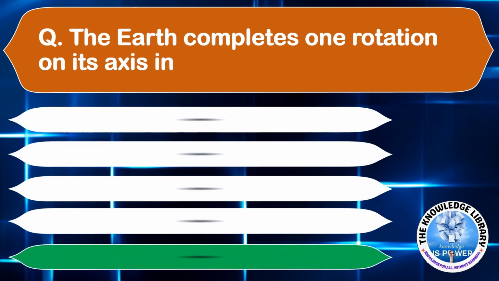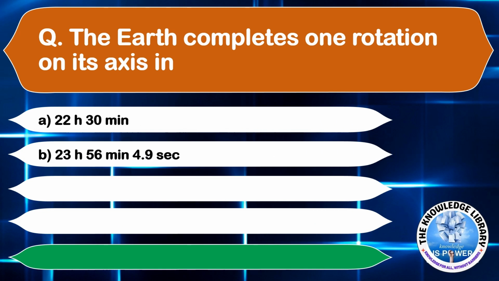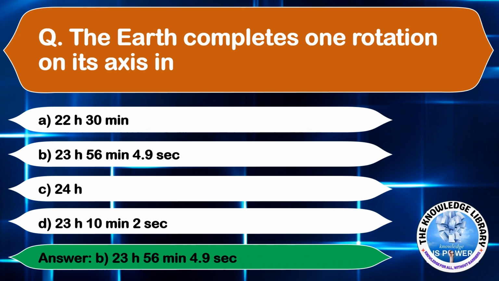The Earth completes one rotation on its axis in option A, 22 hours and 30 minutes, option B, 23 hours and 56 minutes, option C, 24 hours, and option D, 23 hours 10 minutes 2 seconds. The correct answer is option B, 23 hours 56 minutes.